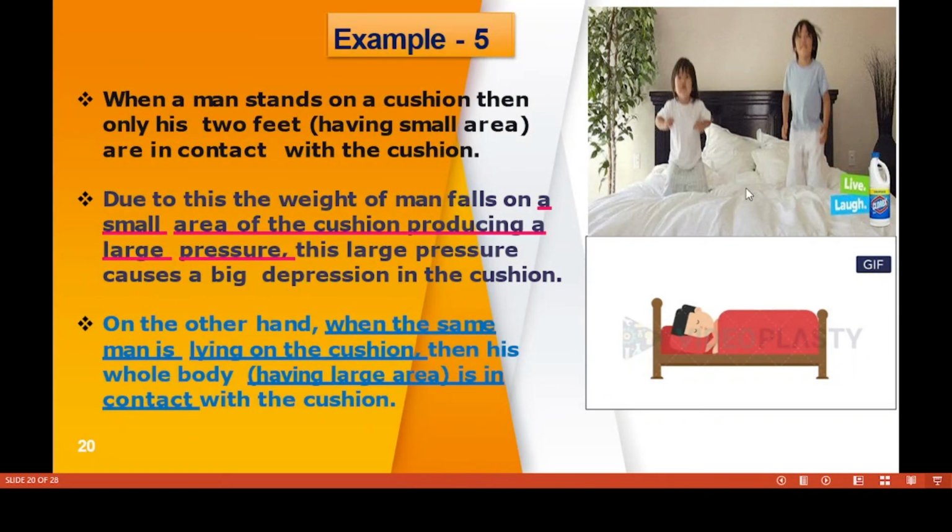When a man stands on a cushion, then you see this, children, his 2 feet at the time are in contact with the cushion. Due to this, the weight of the man falls on a small area of the cushion, producing a large pressure.